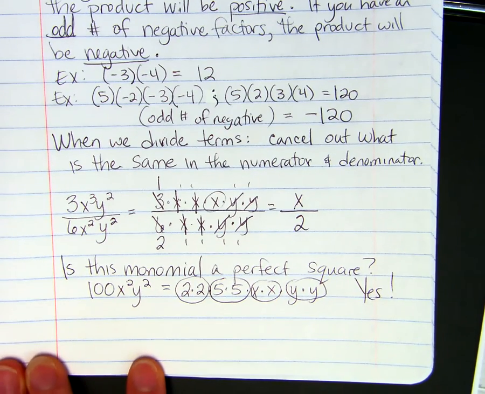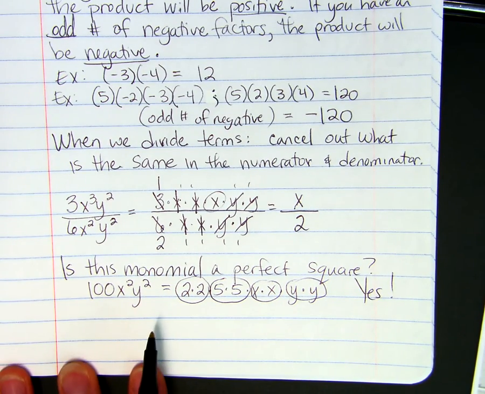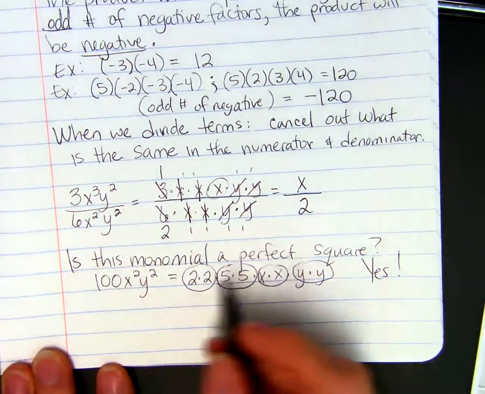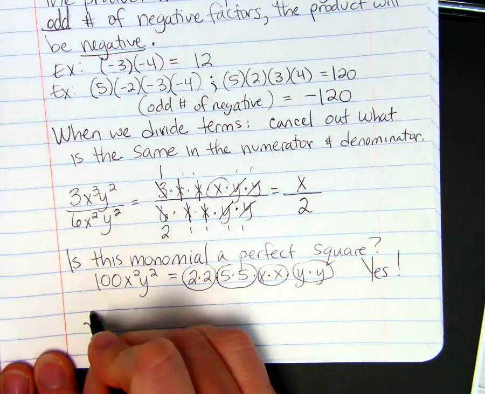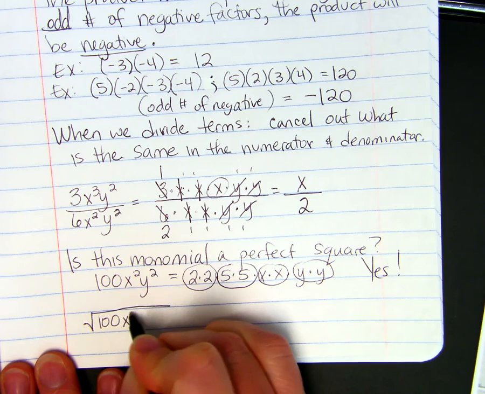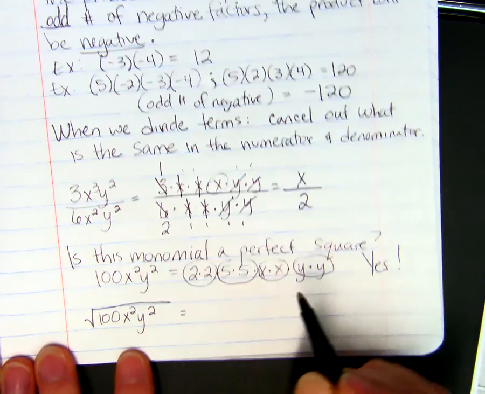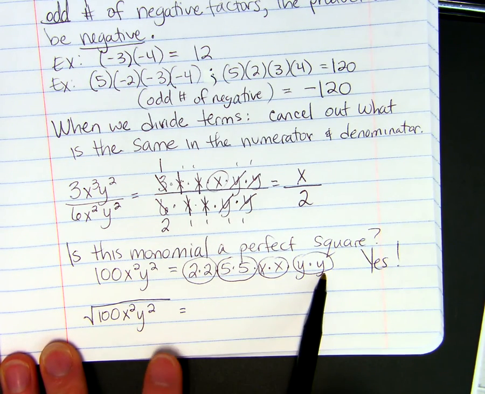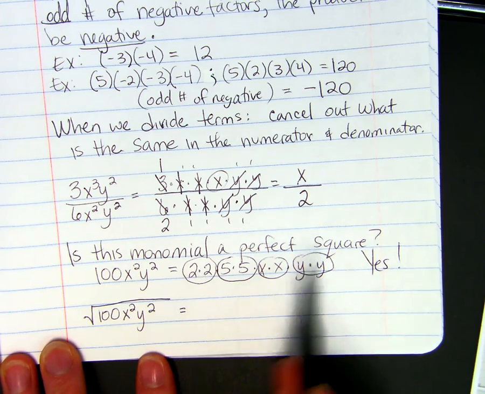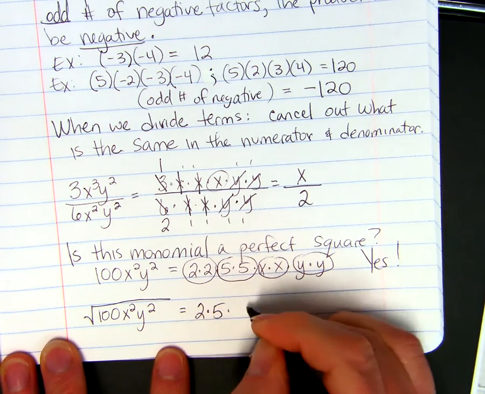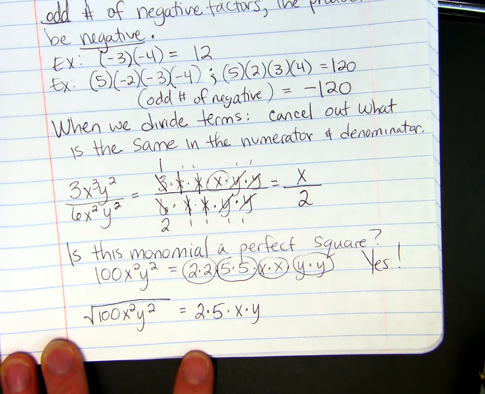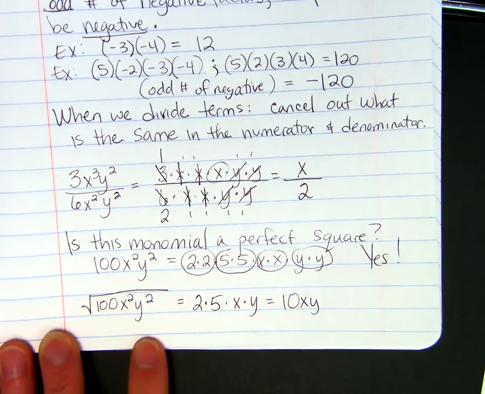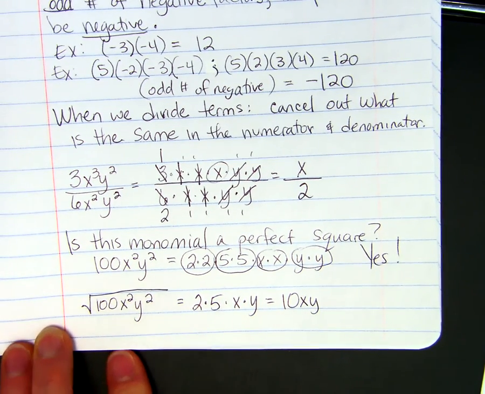So if we were asked to find the square root of this, since it's a perfect square, we can find the square root of each one of those. So if we had the square root of 100 times x squared times y squared, we would take one factor out of each of these pairs and multiply them together. So this is a pair of 2's, a pair of 5's, a pair of x's, and a pair of y's. So it's going to equal 10xy. That's the square root of 100x squared y squared.